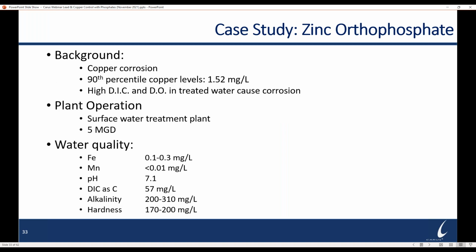Our first case study here is a system that had copper corrosion. Their 90th percentile levels were 1.52, so just above the 1.3. They were a surface water plant, 5 MGD, and they were treating in the surface water plant, so they were removing the iron and manganese that you saw there. pH was on the low side at 7.1, but you can see their DIC was very high at 57, so that water is very conductive.